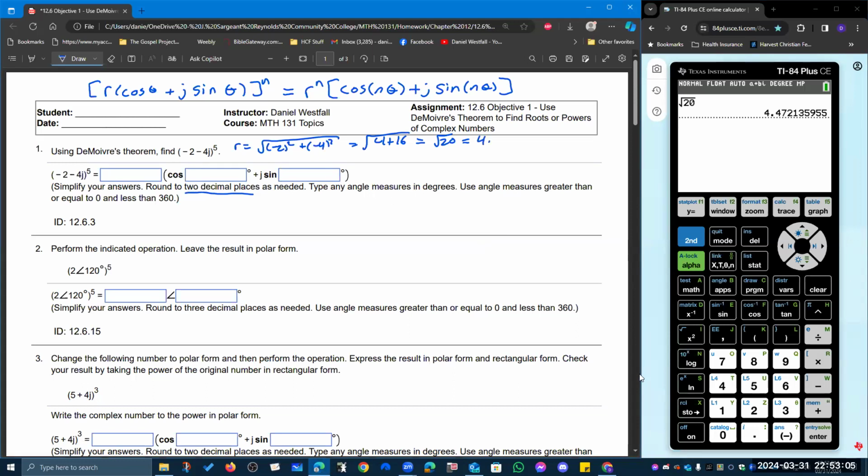So 4.47. And then when you find r to the 5th, I want you to take just the 4.47 and raise that to the 5th. Then they want you to round that again to 2 decimal places. So 1784.59. That's the number that they want in this box.